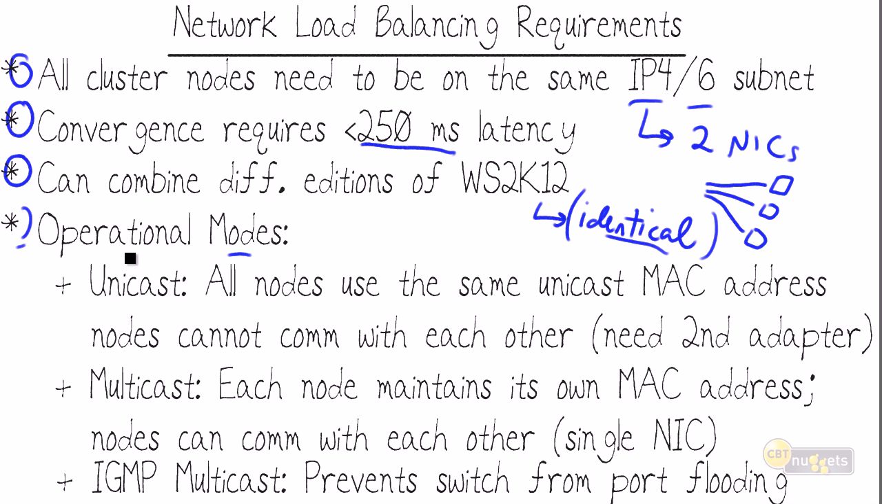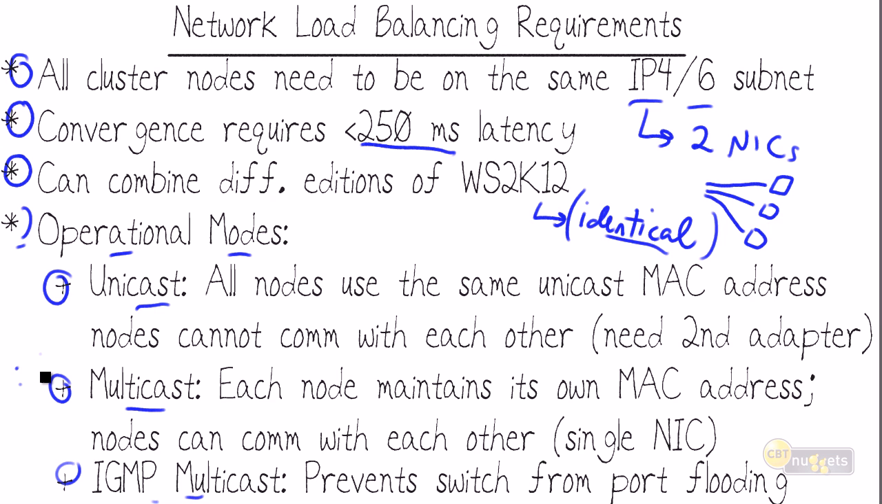Okay, I mentioned this a couple times thus far, operational modes. You'll see how this works in the interface in the demo. Here's what you need to know. Network load balancing can function in these 3 modes. Unicast, which is one-to-one IP communications. Multicast and IGMP multicast both are one-to-many IP packet exchanges.